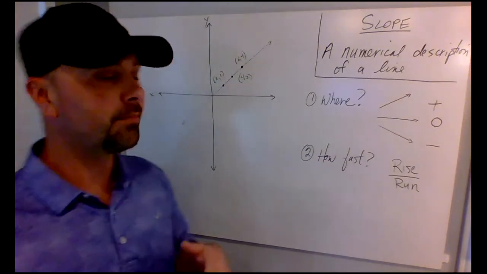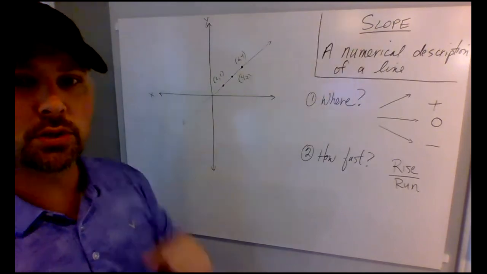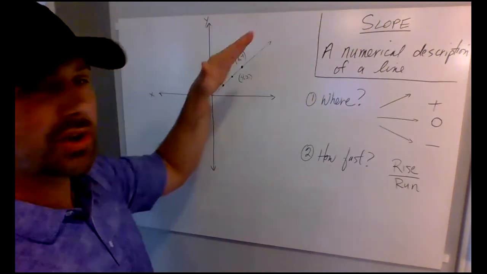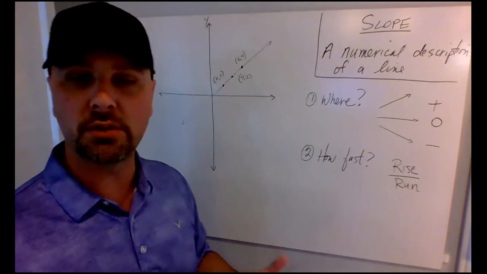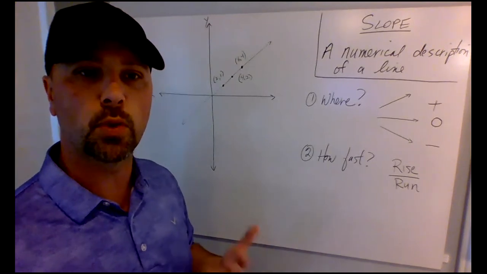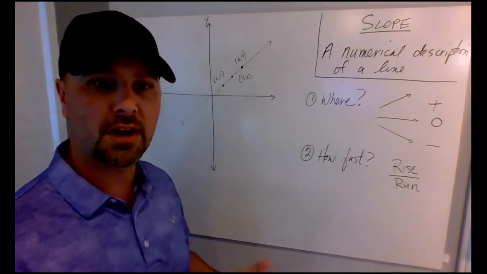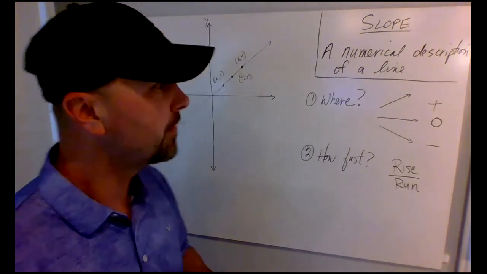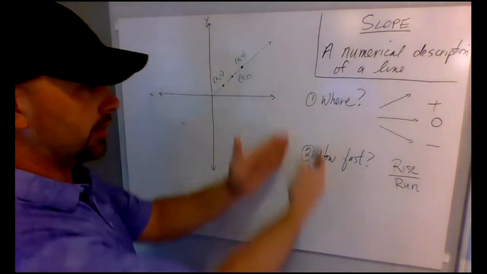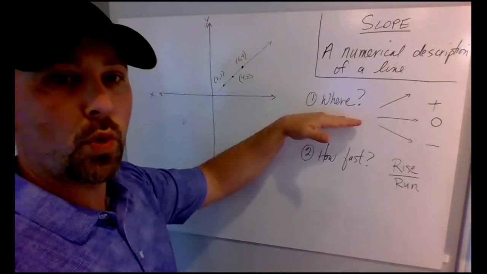When we're talking about slope, we are trying to describe to whoever is reading or looking at the problem what this line is doing. Where is it going? How fast is it going, or how steep is the slope? And so again, there are 2 ways we do that. We tell where it's going.